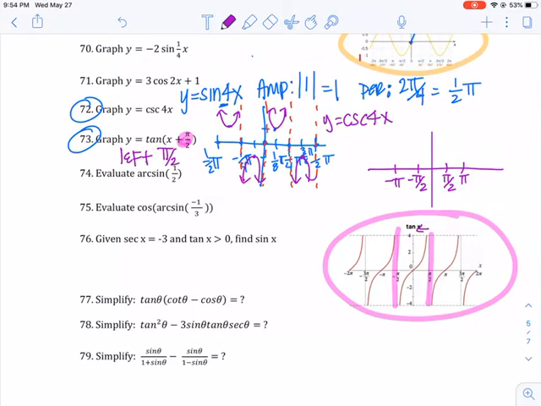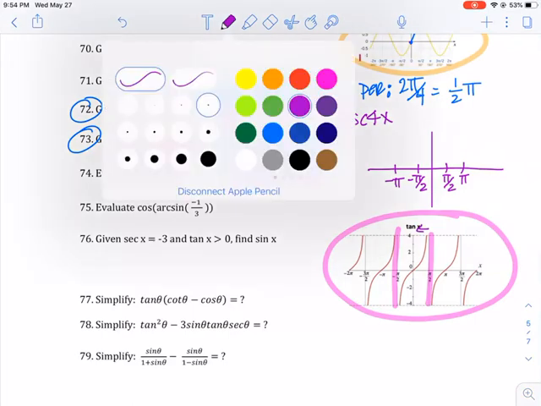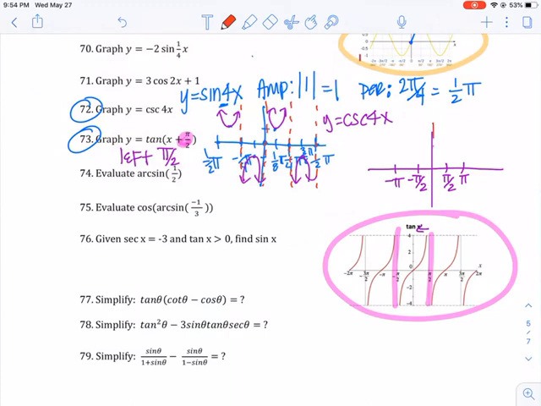So instead of being at pi over 2, they're going to be at 0. So you're going to have 1 right here. The period is still going to be pi. So your next one over here is at pi. And then you have 1 here. And then the shape of the curve is going to be the same. So you have 1 here, another 1 here.